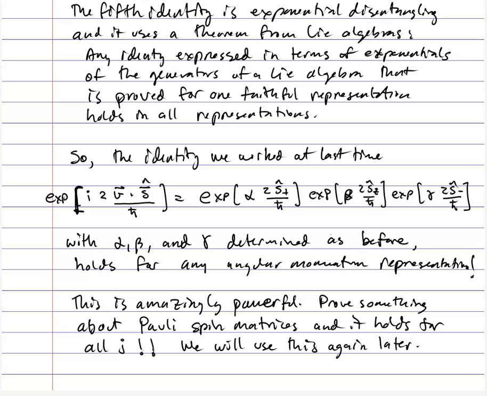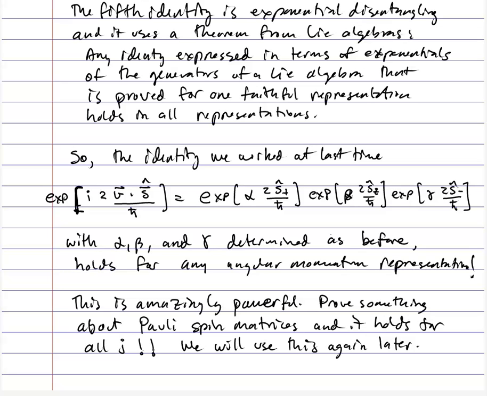Now, the identity we worked out last time was exponential of i times 2v dot s over h bar, using the spin 1/2 operators, or using spin operators, S, equals exponential alpha 2s plus over h bar, raising operator, exponential beta 2sz over h bar, exponential gamma 2s minus over h bar, where alpha, beta, and gamma were determined as functions of the v's. This actually holds for any angular momentum representation. So I can substitute those s operators by l operators. I can substitute in j operators. Any angular momentum operator I want, I can substitute in. And that identity as an operator identity holds.